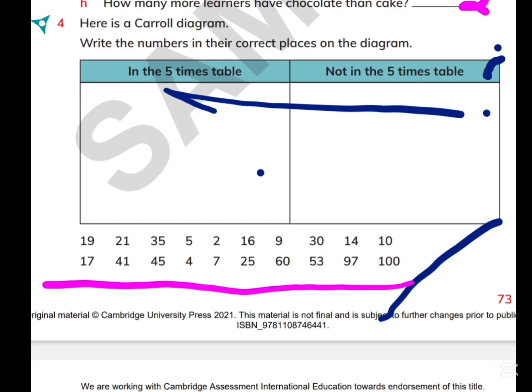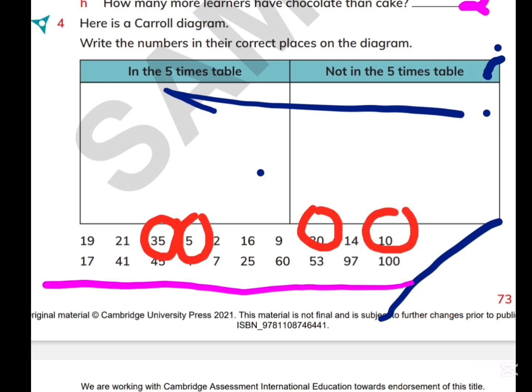Is 19 in the 5 times table? No. 21 is no. 35, 5, okay. 2 is not in the 5 times table, 16 is not, 9 is not, 30 is in the 5 times table, 10 is in the 5 times table, 41 no, 45 yes, 7 no, 25 yes, 60 yes, 60 can come in the 5 times table, 100 can come in the 5 times table.